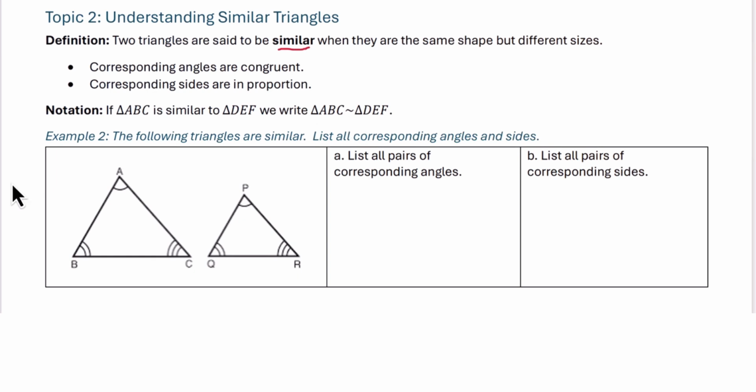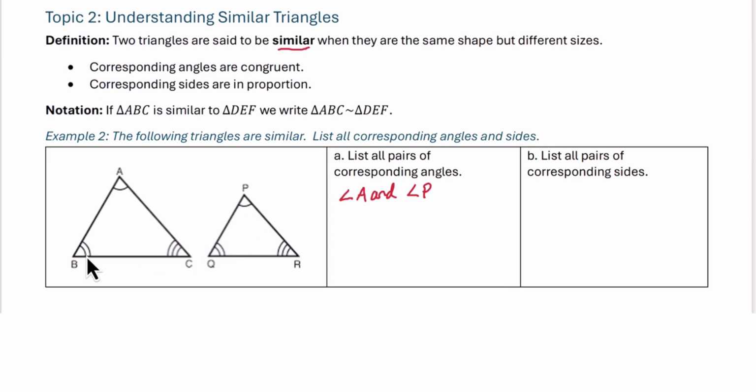In example 2, we're told the following triangles are similar. We want to list all corresponding angles and sides. Up first, let's look at the pairs of corresponding angles. Notice A and P have one arc on them each. So we can say angle A and angle P are corresponding angles.